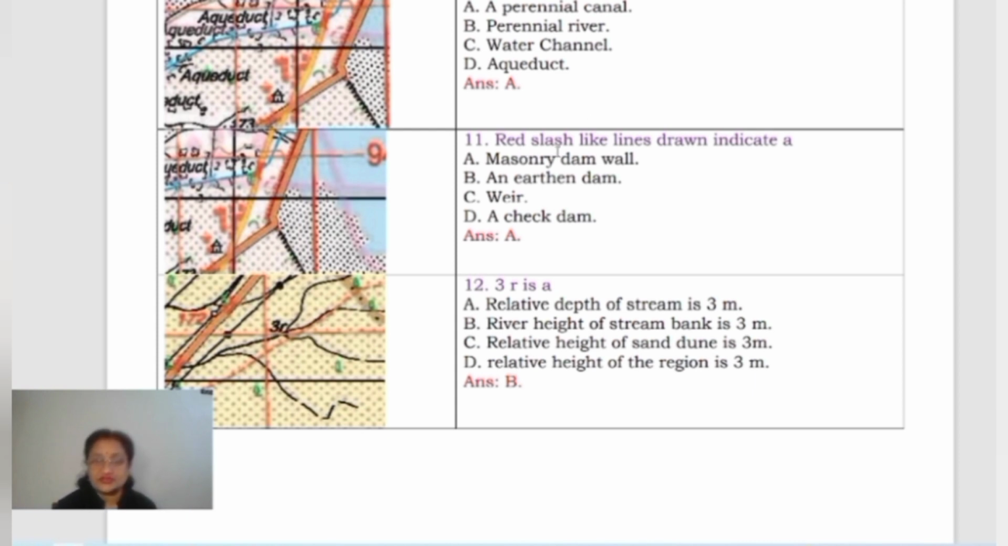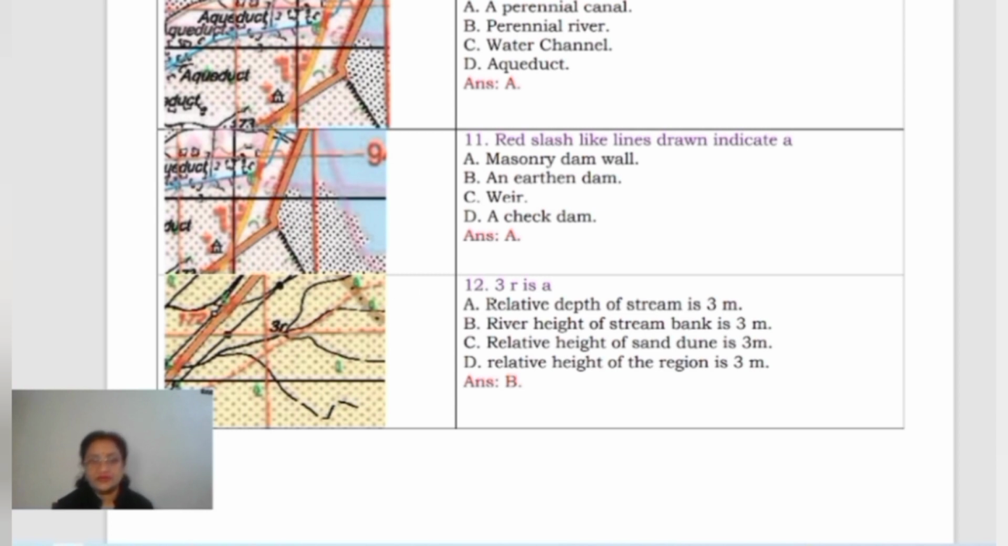Next one, red slash-like lines drawn indicate a. Number 1 is masonry dam. Number 2 is an earthen dam. Number 3 is weir, and D is a check dam. So which one is correct? A red line has been shown, and what is it? This indicates a masonry dam wall. A wall of a masonry dam.